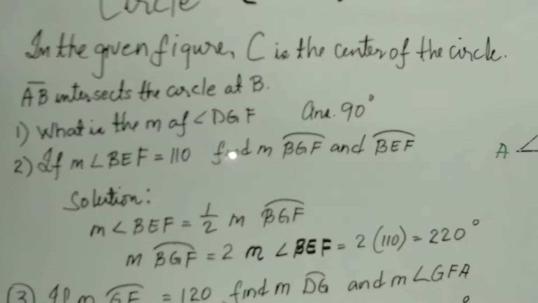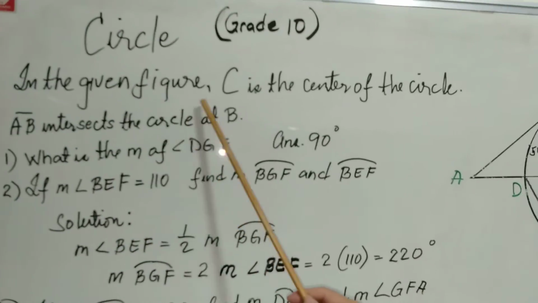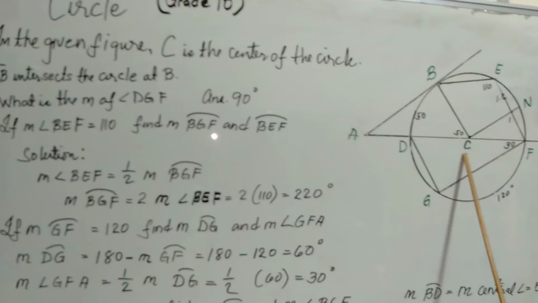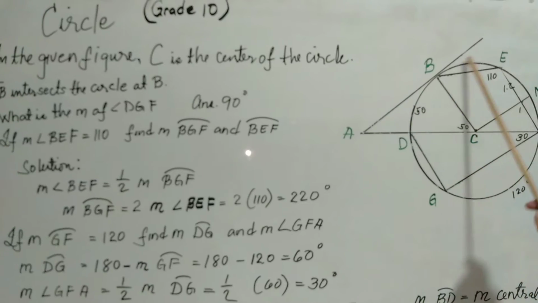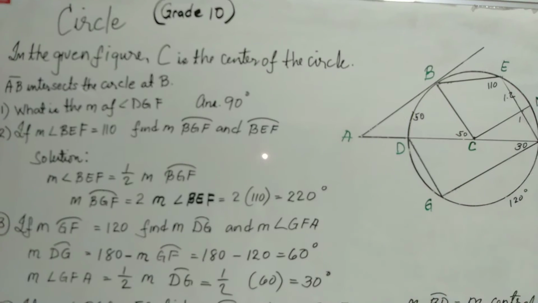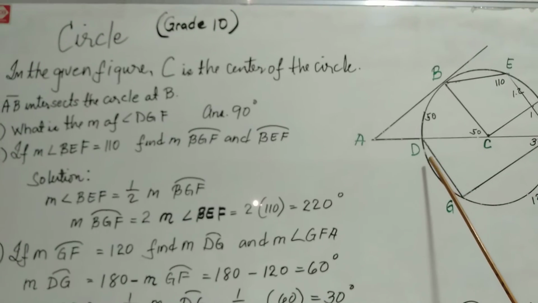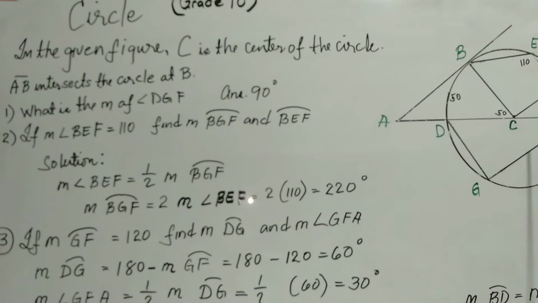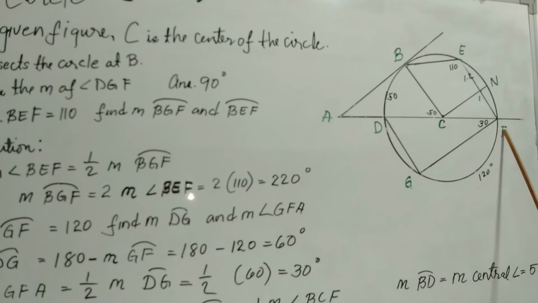For the direction, in the given figure, C is the center of the circle, and AB is a tangent line that intersects the circle at B. For number 1, we are asked: what is the measure of angle DGF?